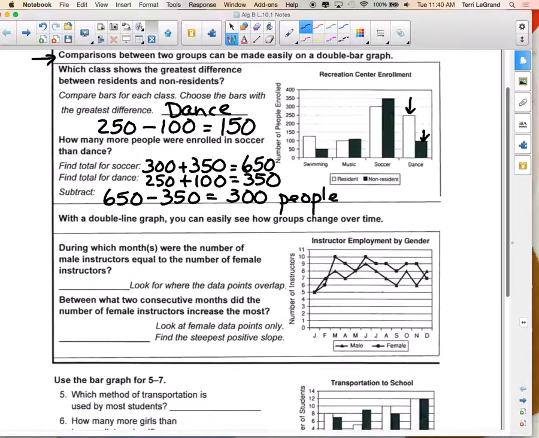So just make sure that you're always reading the question carefully. What are they asking you to find? And then when you're making your estimates from the graph, make sure you make a good estimate, not just good enough.